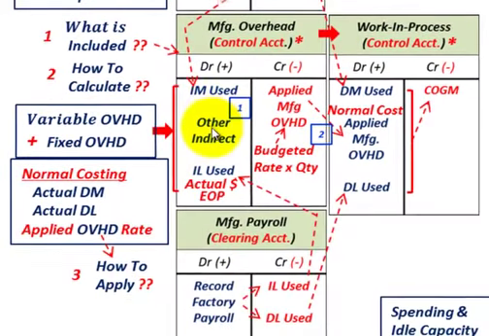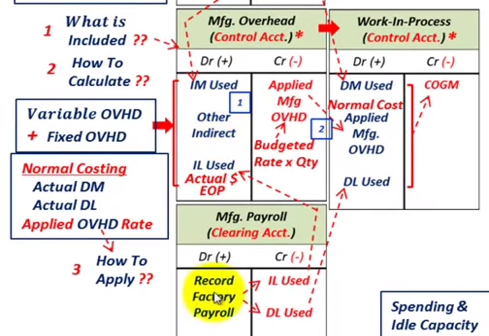And then what we have here for, let's move it down to our labor here. So out of our manufacturing payroll account, we would have our direct labor used here. We would credit it out of our manufacturing payroll account and would go into a debit here into our work in process. So direct labor goes directly into work in process, just like direct material did. But what doesn't go into the work in process would be our indirect labor.